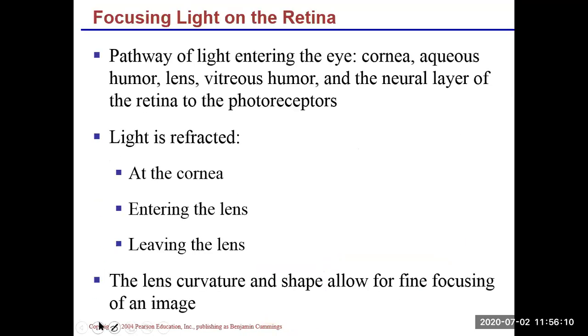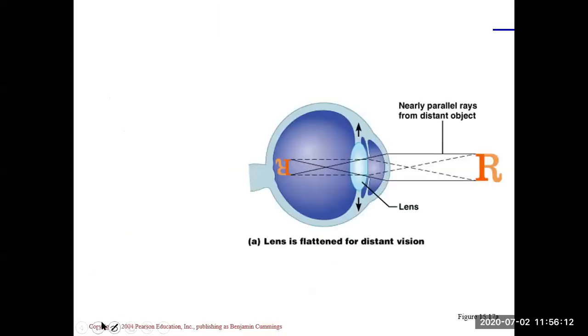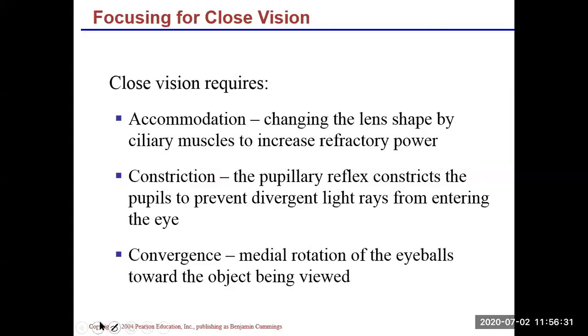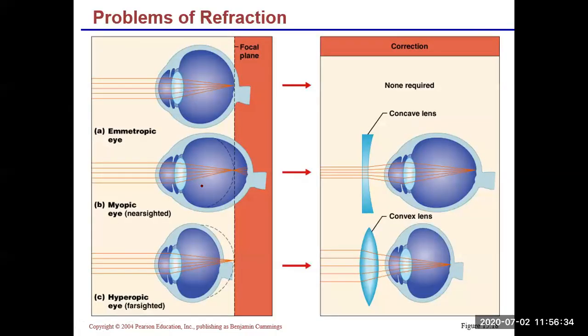If you have a problem with the refraction, then it may not bend the right way, and the focal point might be more like before the fovea or after the fovea. So that creates a problem. That's why there are corrective lenses for that. So let me go over the problem with the refraction.